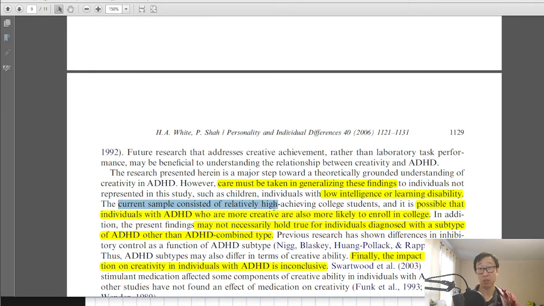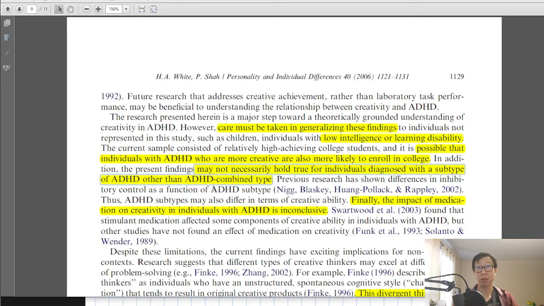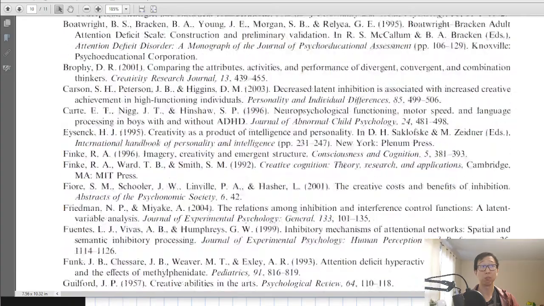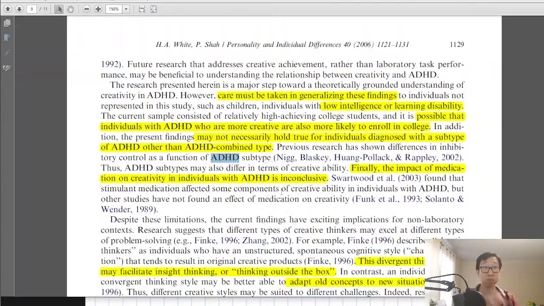The current sample includes relatively high achieving college students, so it's possible that people with ADHD who are more creative happen to also enroll in college. So that's something that one should keep in mind when it comes to understanding these results. It's also possible that these results might not be true for different subtypes of ADHD. And we also don't know the impact of medication on people with ADHD.